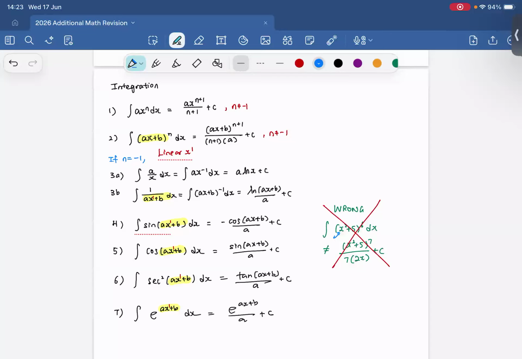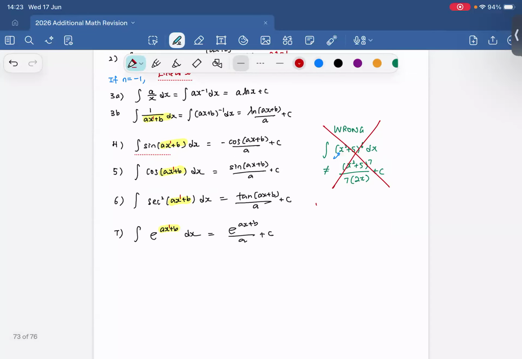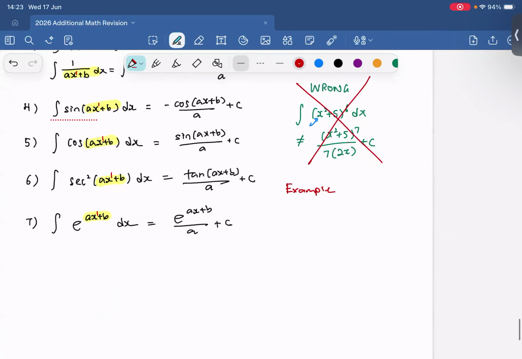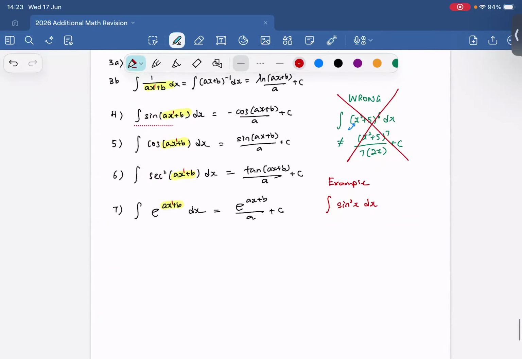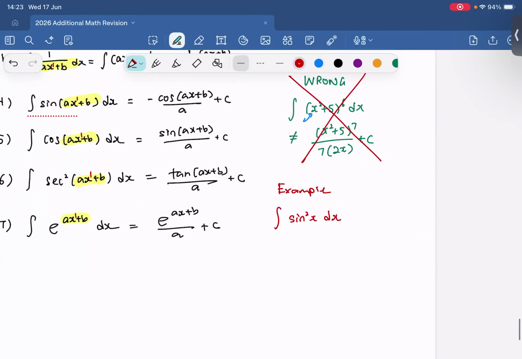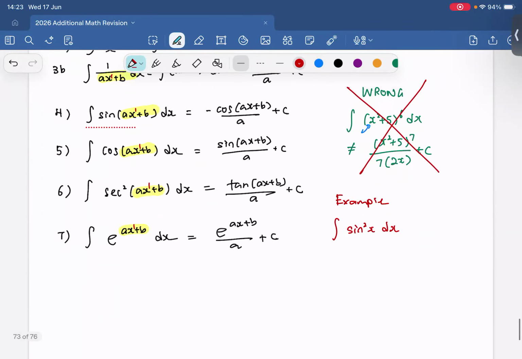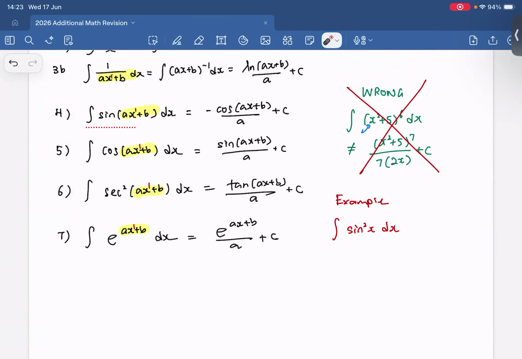I can give you one example. If I ask you to integrate sine square x, how do you integrate sine square x? First thing you will think of is power increase by 1. Can you do that? Let's take a look. Sine square, is it any of these or not? Does this have a square? Does this have a square? Does this have a square? This has, but these two don't have. So you cannot just integrate sine square x because it's not one of these 3 that you see.